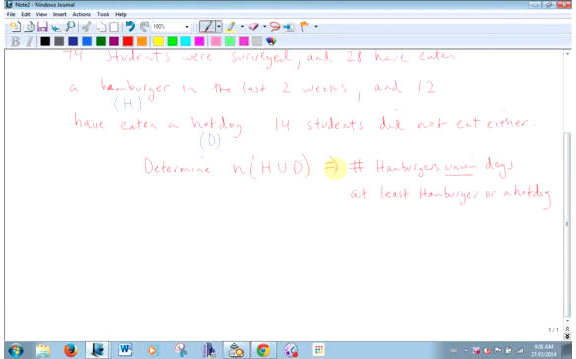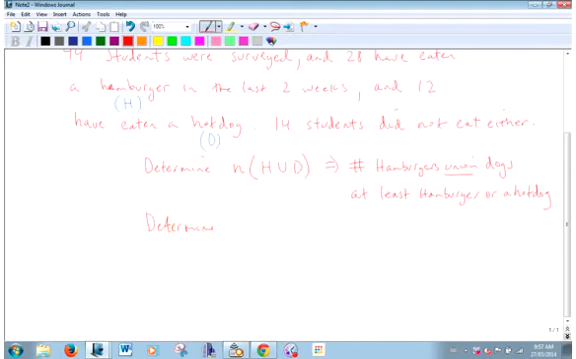That's what it means in English, okay? When you look at these symbols, you've got to get familiar with this stuff. When it says N bracket H U D, you've got to know what that means. That means a hamburger or a hot dog. That's double counting that intersection group. Remember those numbers I said? They don't add up, because we didn't subtract the ones that had a hamburger and a hot dog. So that includes that group.